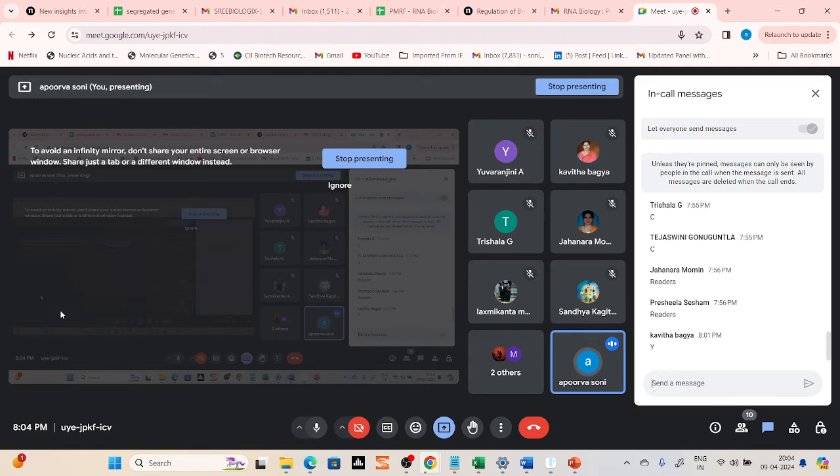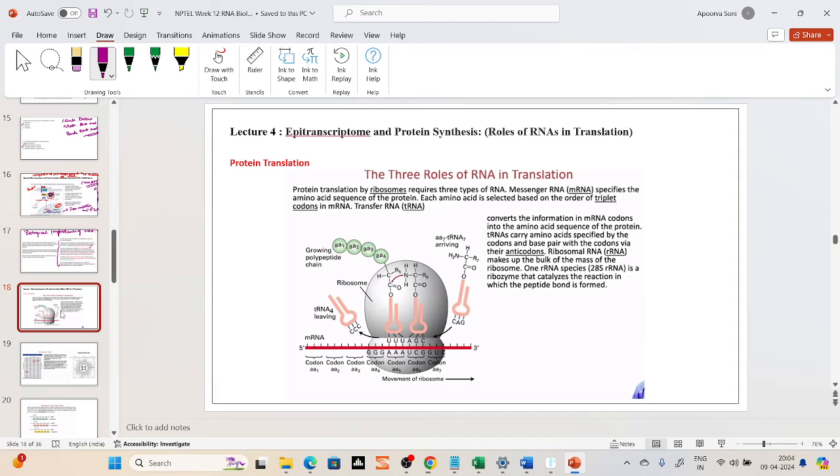First thing we discussed today: epitranscriptome. What is the meaning of epitranscriptome? Biochemical modifications on RNA. So, all the biochemical modifications that occur on RNA, combined together, are known as the epitranscriptome.